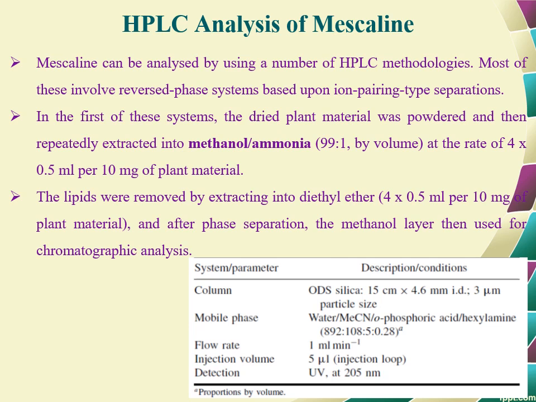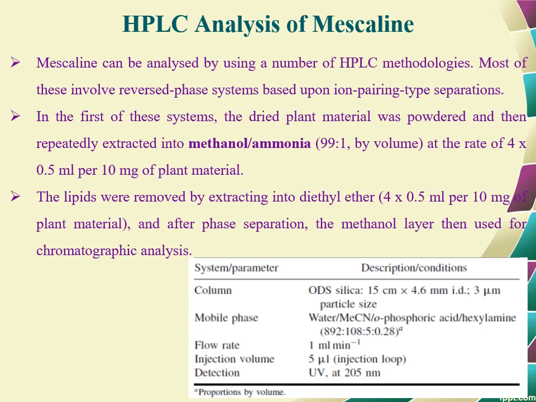Following the TLC analysis, mescaline can be analyzed by HPLC also. Mescaline can be analyzed using a number of HPLC methodologies. Most of these involve reversed phase systems based upon ion pairing type separations. In the first of these systems, the dried plant material was powdered and then repeatedly extracted in methanol. The lipids were removed by extracting into diethyl ether, and after phase separation, the methanol layer can be used for chromatographic analysis using the specifications given in the table.